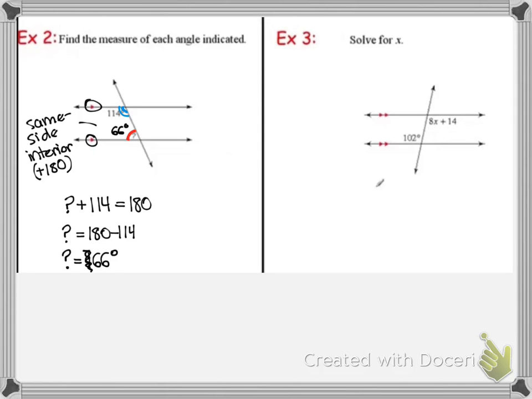Because that is the angle supplementary to 114. All right, let's look at example 3. Now we're going to get a little bit of algebra involved, some x's. And I apologize if this is blurry and hard for you to read. That is 8x plus 14, and this is 102.